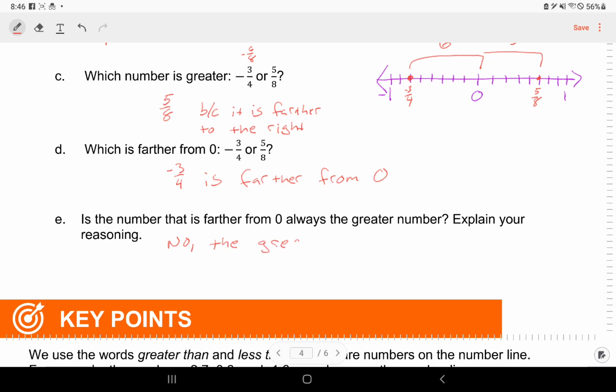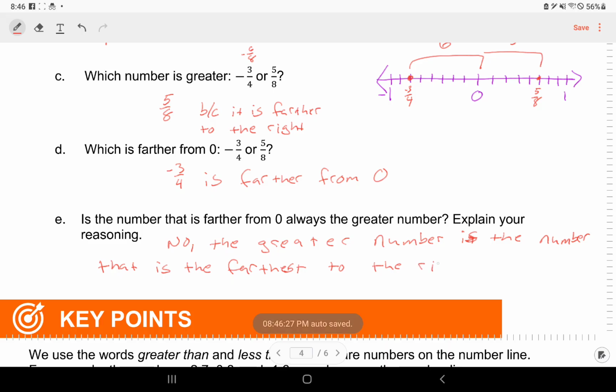The greater number is the number that is the farthest to the right.